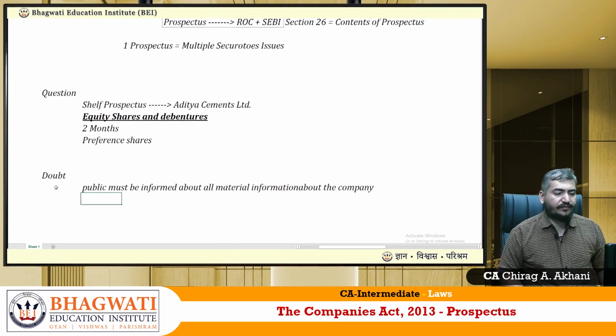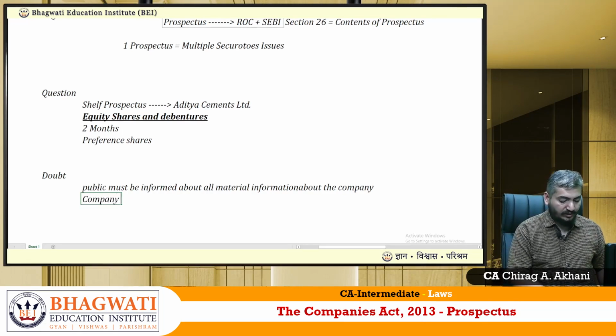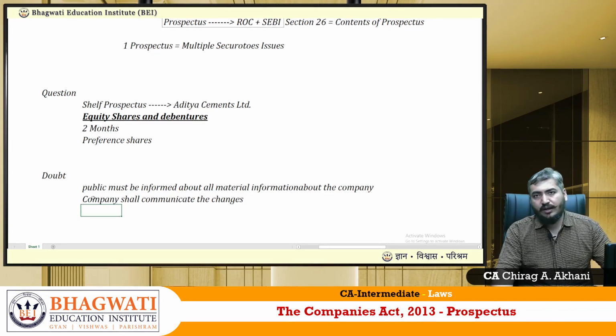That means even if the company has no need to issue the prospectus again, it must communicate those changes. The company shall communicate the changes. Must have to. Any significant changes taken place in the company, like director changes, any financial parameters changes, any huge losses, or any huge revenues earned by the company, everything will be communicated by the company to the public. But the question comes, how will it be communicated?